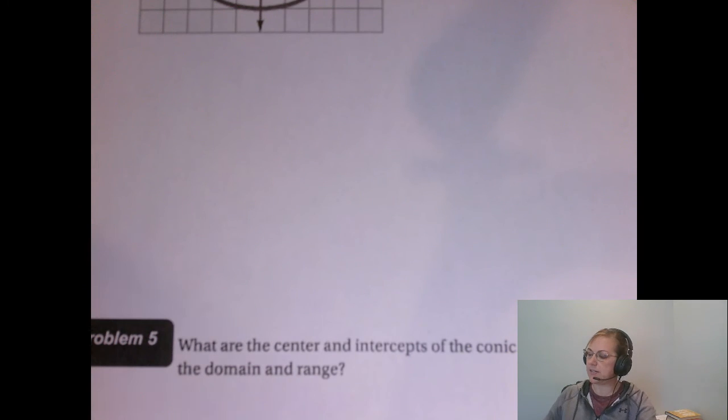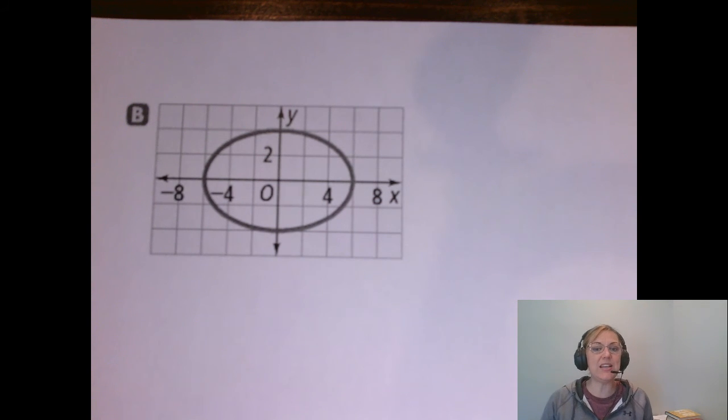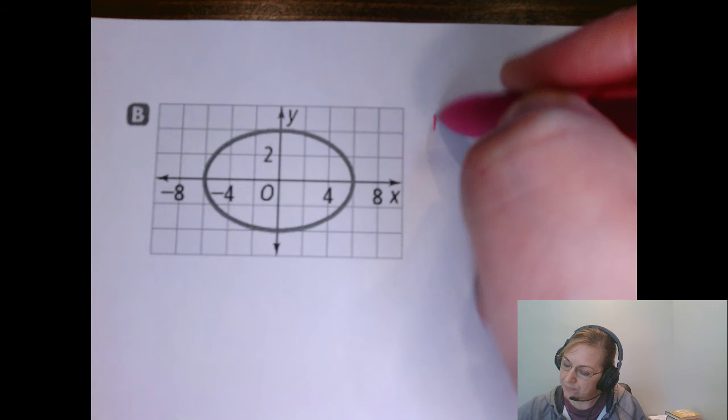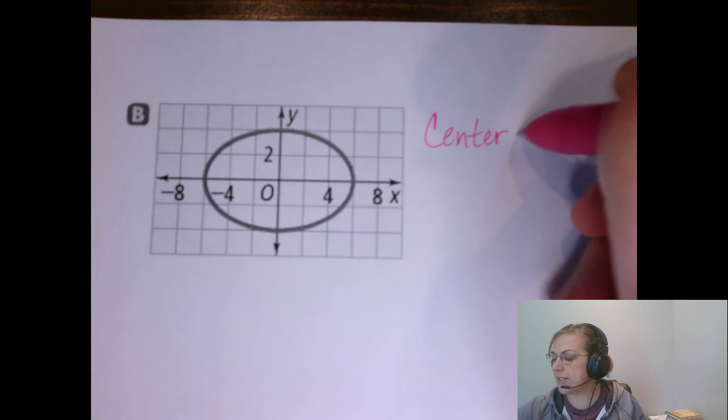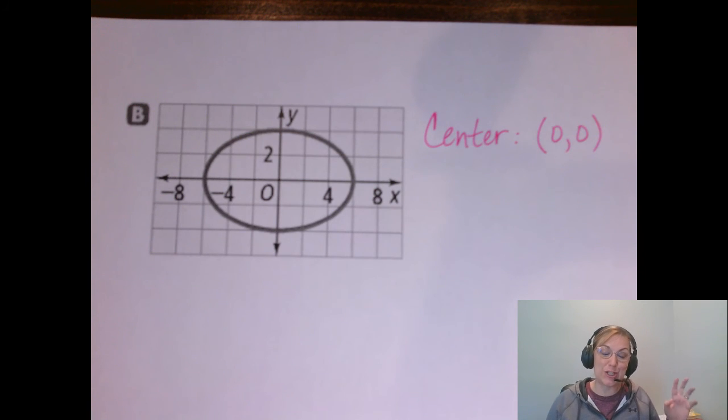Okay, let's look at our last few here. Okay, so again here we're looking for what's the center, what are the intercepts, and then the domain and the range. Now this one obviously is an ellipse. So let's identify the center. All of our ones today have been centered at the origin. That just means in future lessons, you're going to start seeing them shifted around. It's going to complicate things a little bit, but not too much if you can identify the center.